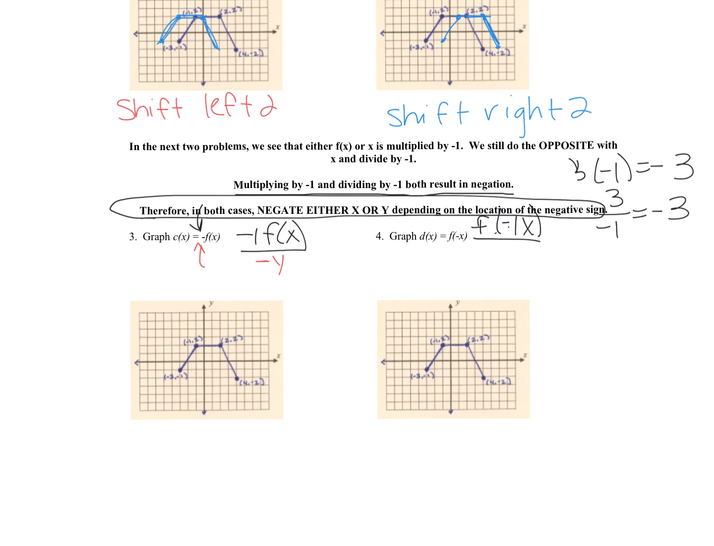So negate the y's. So if I negate the y's, it means I'm taking all the points and I'm basically, this is a -2, so I'm going to graph it at +2. This is a +2, so I'm going to graph it at -2. Negating the y's, right? Y is up and down. +2 to -2 and -1 to +1.